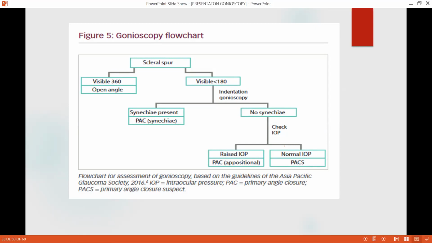If it is a synechial closure, you will find that there are peripheral anterior synechiae and the angle will not open. If you can open the angle, it could be either a positional angle closure or a primary angle closure suspect. So go for an IOP checkup. If the intraocular pressure is on the higher side, it is primary angle closure. And if it is normal, it is primary angle closure suspect. In this way, you can come to the diagnosis of whether it is open angle or angle closure glaucoma.